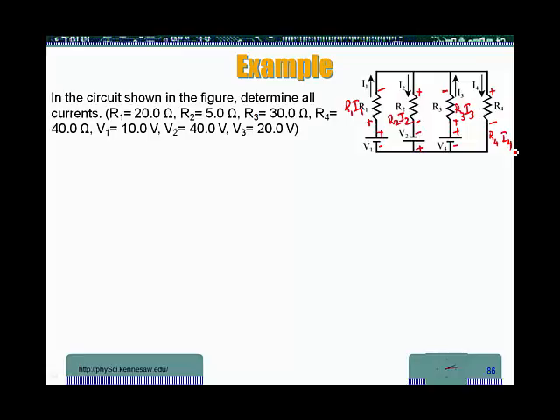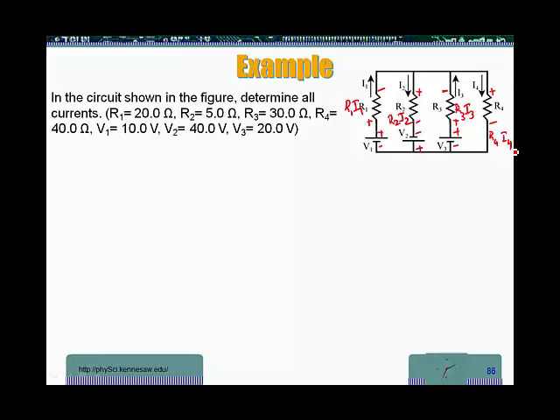choosing to do so. In addition to these 3 loop equations that I'm going to write, I need another equation because I have 4 unknowns. So the other equation is going to be the junction rule. I'm going to write the junction rule first.